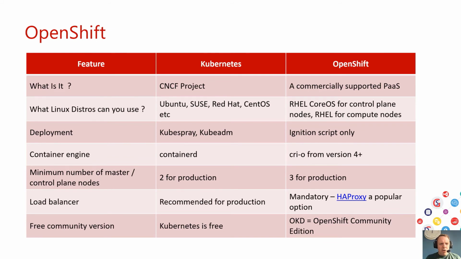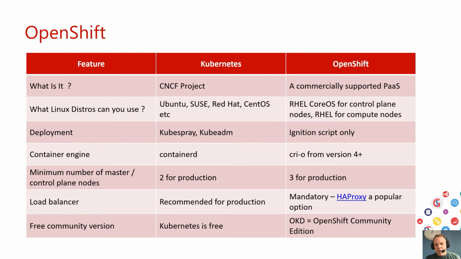So as I mentioned, Kubernetes is an open source project which is managed under the auspices of the Cloud Native Computing Foundation. OpenShift is a commercially supported platform as a service which is provided by Red Hat. With Kubernetes, you can use most of the popular Linux distributions. So here I've got Ubuntu, SUSE, Red Hat, CentOS, etc.